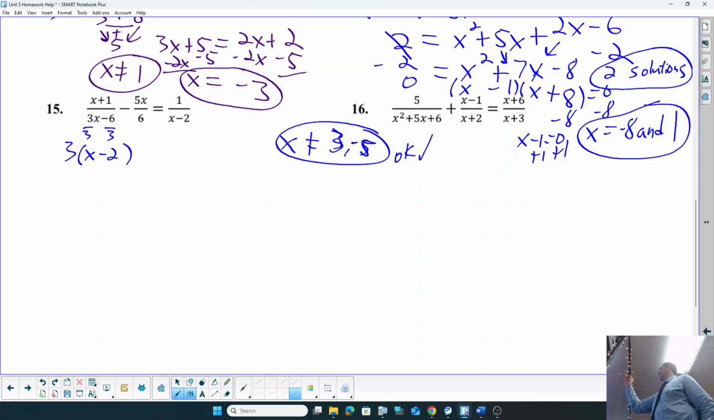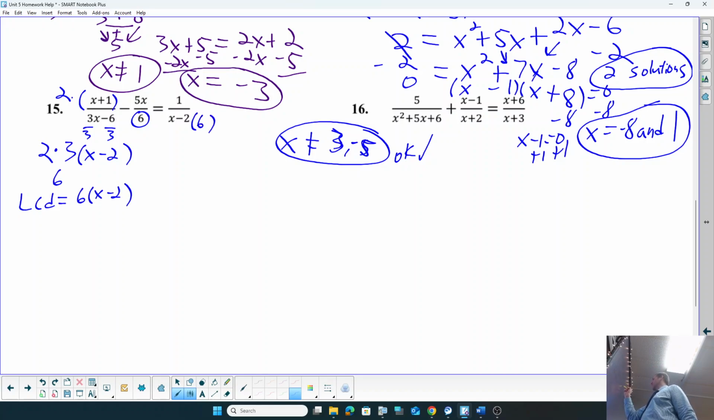Oh, but that's a 6. Huh. So this isn't quite there. This is almost there. It just needs to be a 6. So if we times it by 2, then it'll be a 6. But you also have to do it to the top. So our LCD, our least common denominator, is 6 times x minus 2.